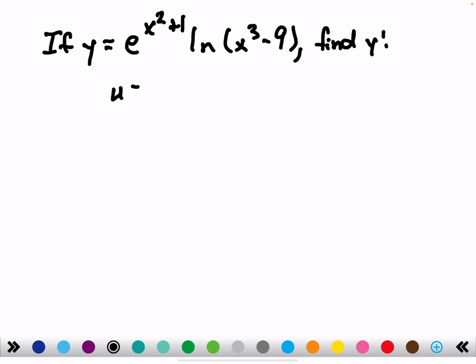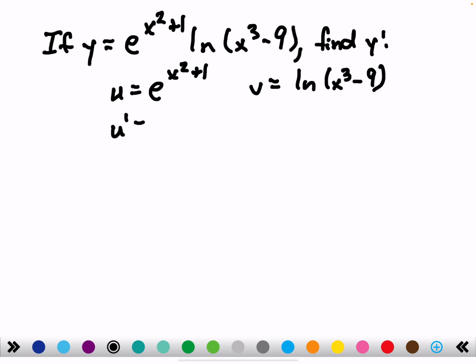First, we designate u to be e to the power x squared plus 1, v to be the natural log of x cubed minus 9. Let me make a note. We're going to assume that x cubed minus 9 is always positive, because I don't want to bother with absolute value bars for now.